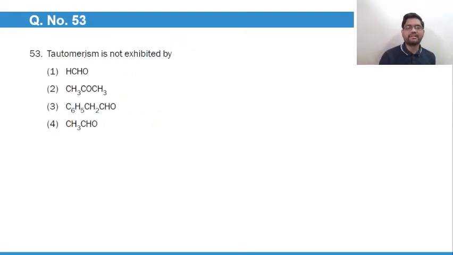53, tautomerism is not exhibited by, okay, tautomerism is not exhibited by carbonyl compound which does not have alpha hydrogen. All have alpha hydrogen apart from methanal. Methanal does not have alpha carbon, and hence there is no concept of alpha hydrogen for methanal. So that will be the answer.